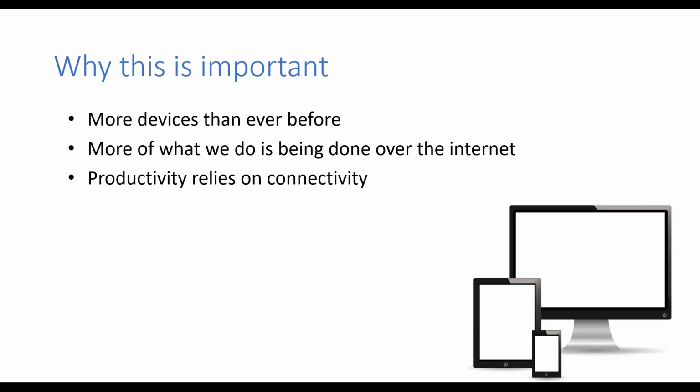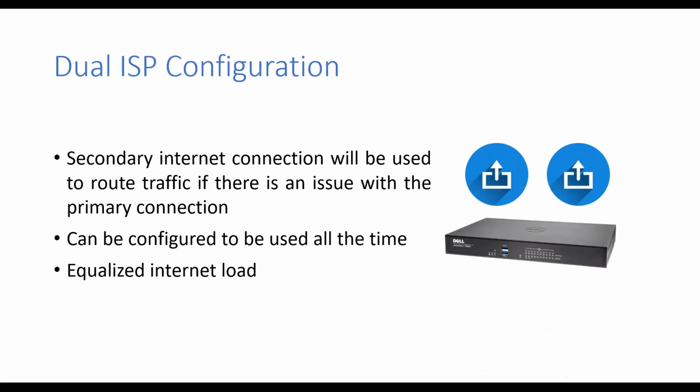So how does the configuration in the SonicWall work for this? Yeah, great question. So the SonicWall will use the secondary internet connection to route traffic over it if there's an issue with the primary connection.